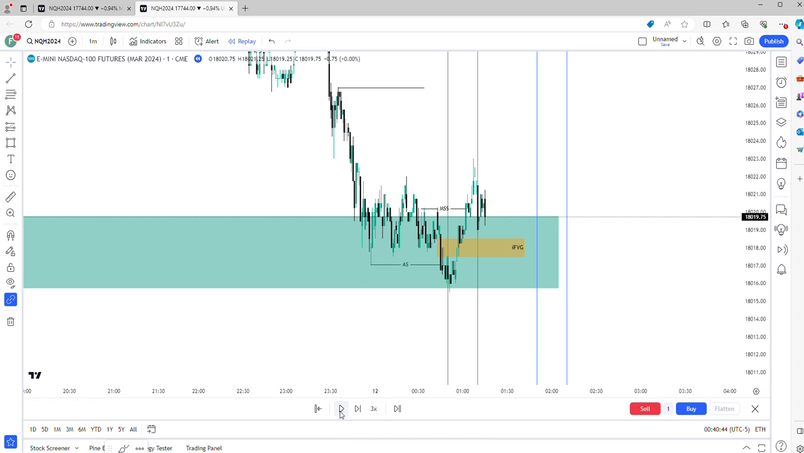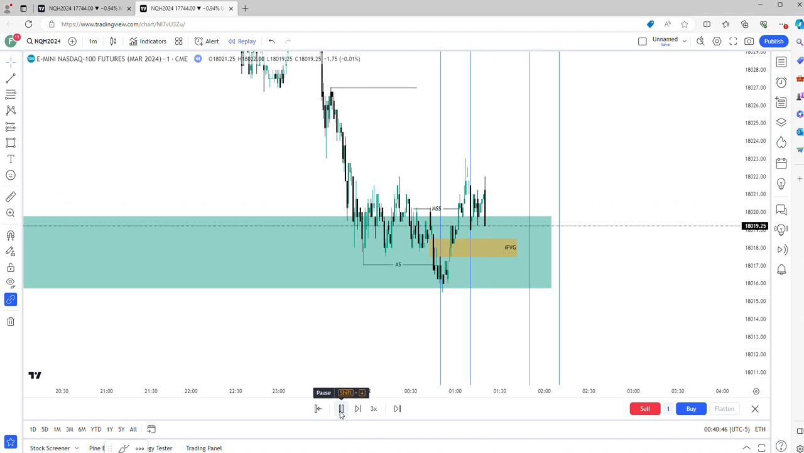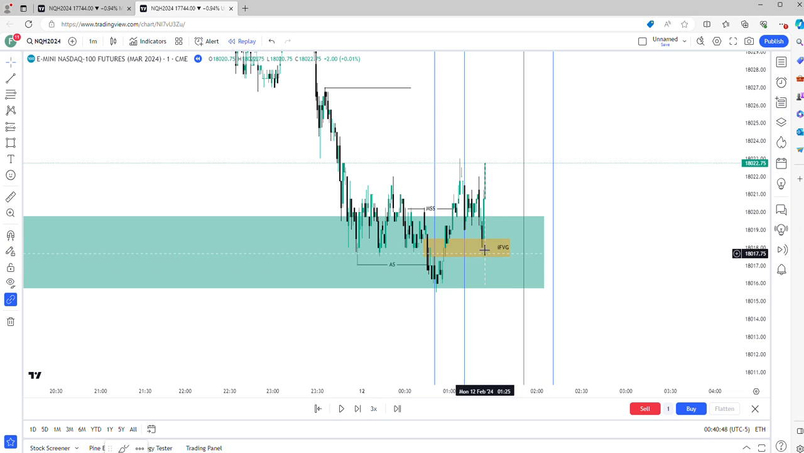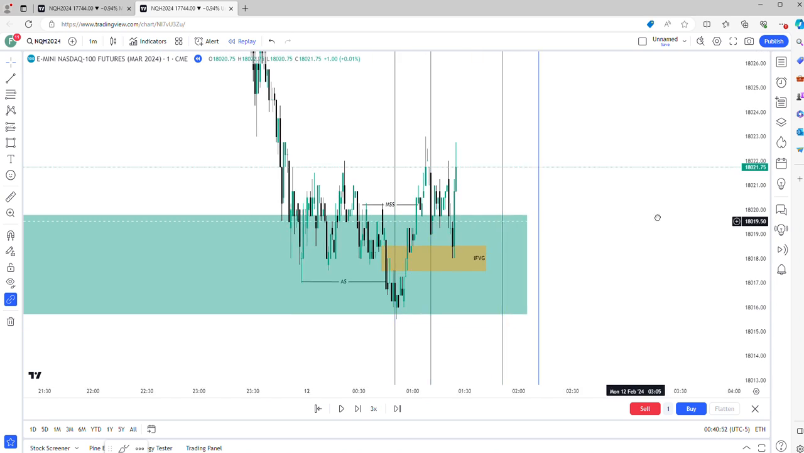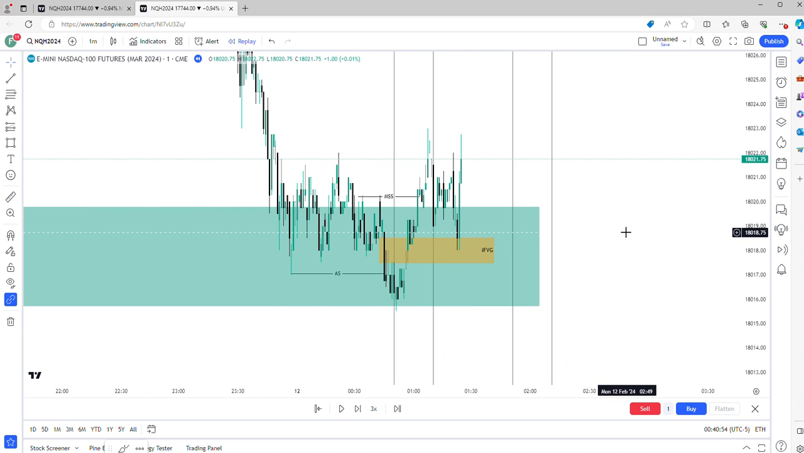So let's just play price out. Let's see what price does. That there, when you return to that 3-minute inversion, that's where you get your entry. That is where you get your entry, guys.